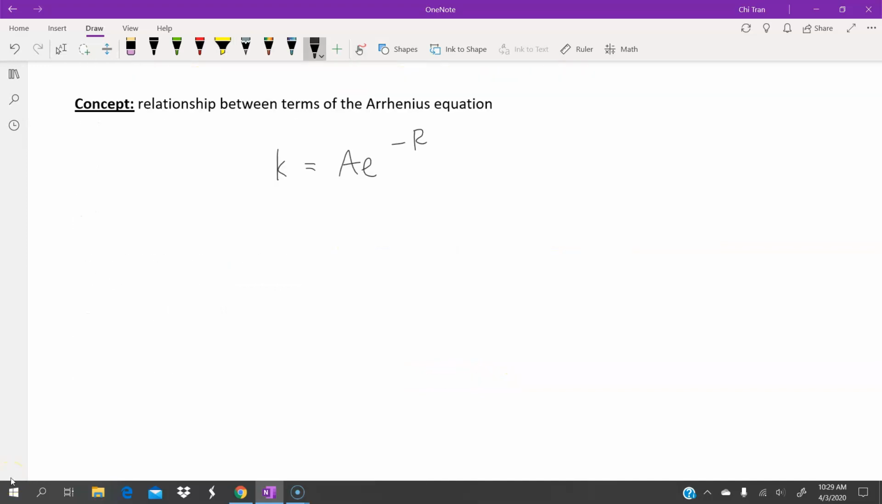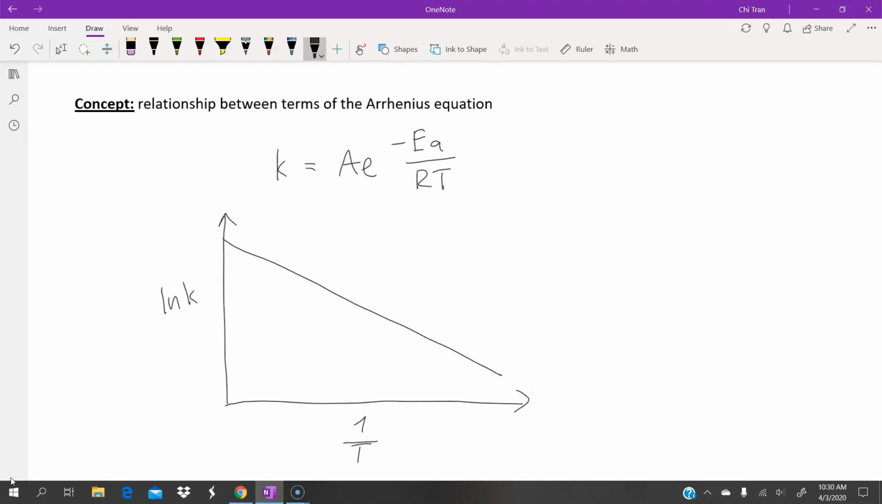So this is the Arrhenius equation, and we're going to plot this on a linear graph. So on the x-axis we have 1 over T, on our y-axis we have ln K. The graph would look something like this because the slope is negative EA over R and our y-intercept is ln A. So we can see the term R is not a variable because it's a pre-existing value.